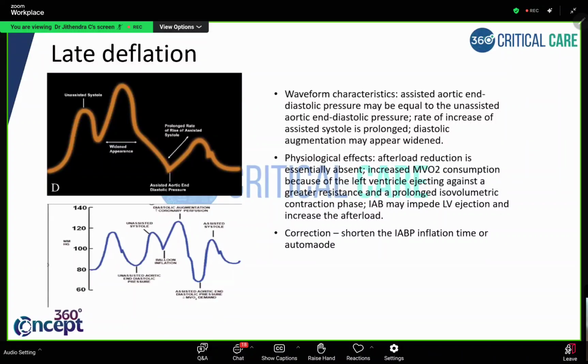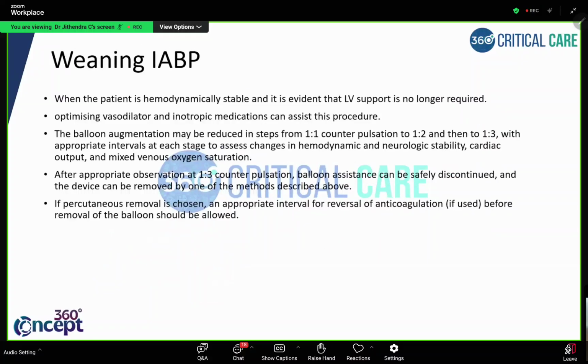And you see that the assisted end diastolic pressure is almost the same. It is not reduced. I told you it should get reduced because the heart should get support. Because of that, the heart is doing more work. So how do you adjust it? You will adjust the timing. So this is how it is done. We finished the timing errors.